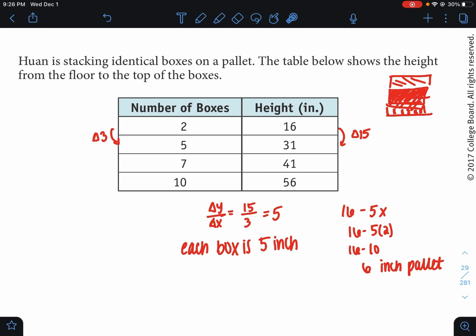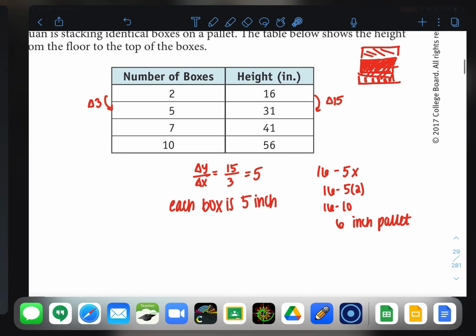Then we look and say, but if I have 2 boxes, 2 times 5 is only 10, and the actual height here is 16 inches. So where do those other 6 inches come from? Well, that comes from the pallet. That pallet still has a height to it. So if we check these other ones, we could plug in a 5 and add in this extra 6 inches, which would be coming from our pallet.